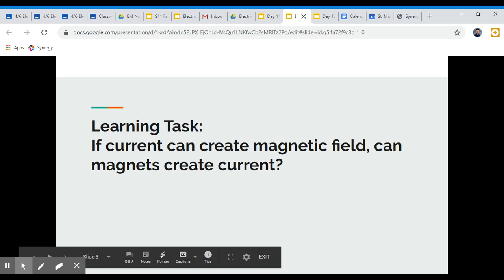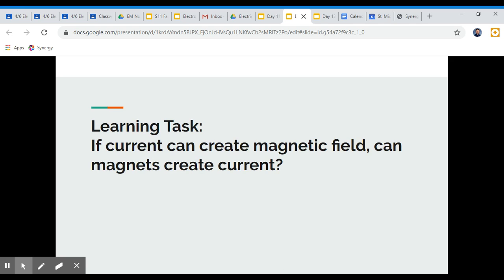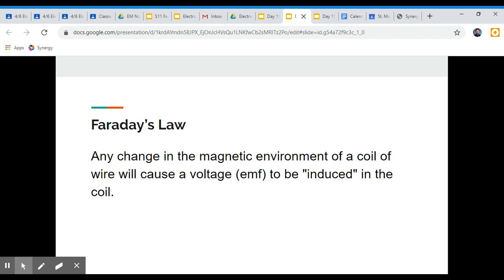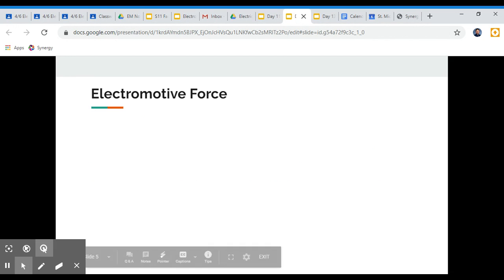All right, so the question for today is, if current can create a magnetic field, can magnetism create a current? And I kind of answered that already, and the answer is yes. This is Faraday's law, saying that any change in the magnetic environment of a coil of wire will cause a voltage, or another thing we call this is EMF, which is an electromotive force, to be induced into the coil. So we are basically inducing current into the coil.